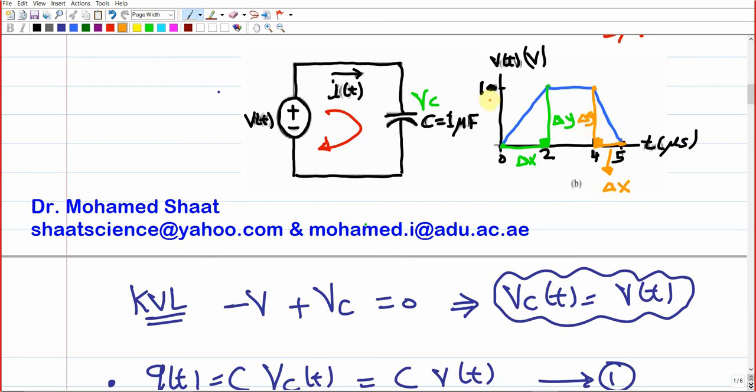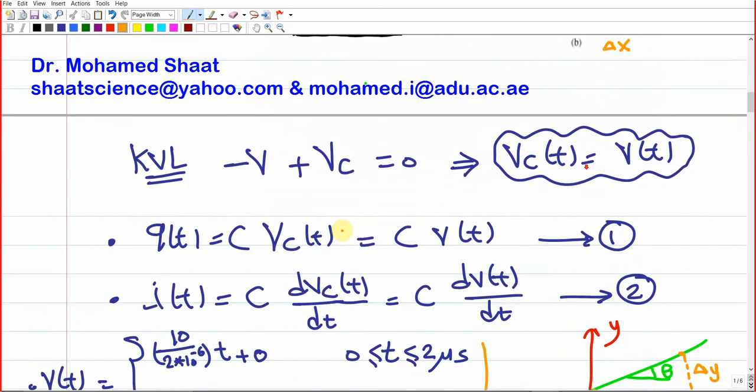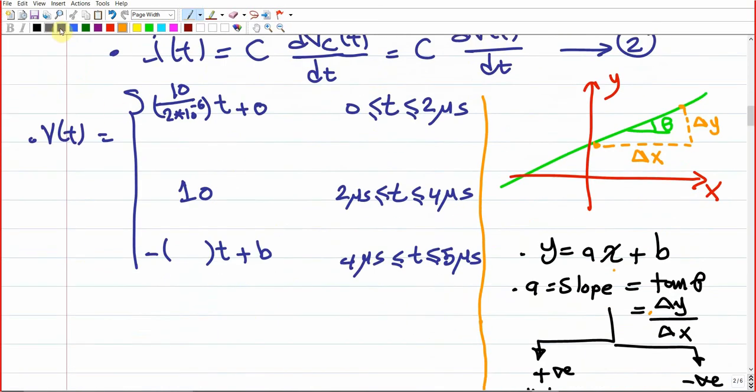How much is delta y? It is 10 volt again. Delta x should be 1, because the difference between 4 and 5 is just 1 microsecond. So it should be 1 times 10 negative 6 in the denominator. If you divide delta y over delta x, this should give us 10 over 10 negative 6, which is the slope, times delta x. Plus b, how much is b?